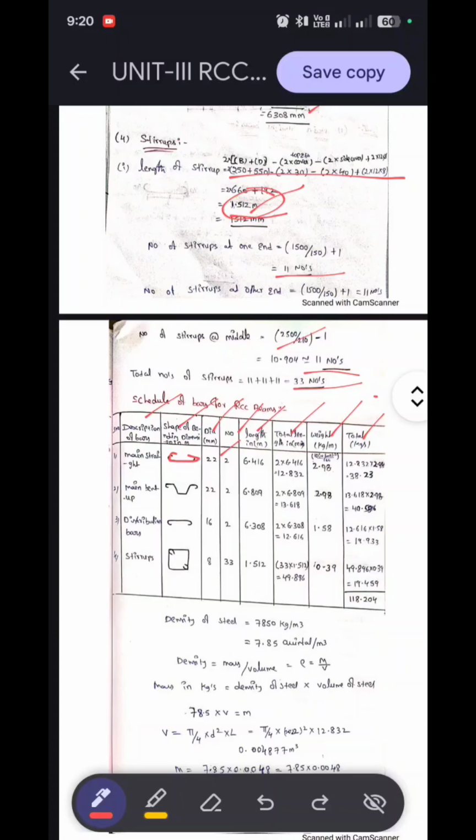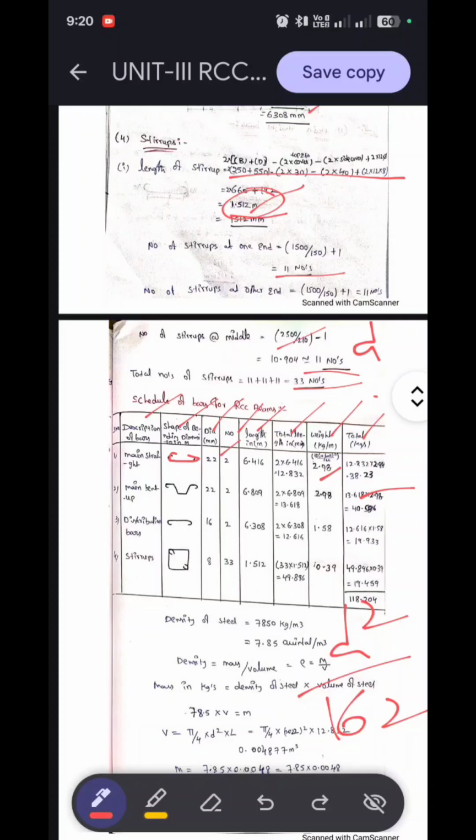So next, weight of the bar. The weight of the bar formula is d square divided by 162. Dia of the bar 22, so 22 square divided by 162. So the weight of the bar is 2.98 kgs per meter. So total weight is total length 12.832 into 2.98. So the total weight was 38.23 kgs.